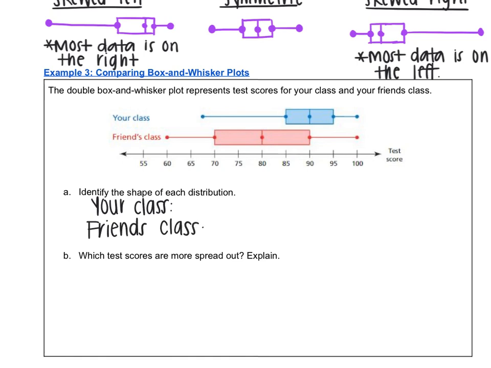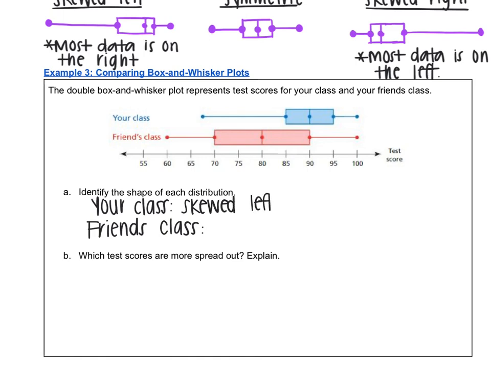So let's take a look at your class, the top one. Would you describe that as symmetric, skewed left, or skewed right? So when we're looking for symmetric and skewed left and skewed right, we're looking at the whiskers. Is one whisker significantly longer than the other? We also look at the box and we look, is the median in the middle? So one thing I noticed is that the median is in the middle of the box. So that leans more towards symmetric, but the left whisker is much longer than the right whisker. So because of that, I'm going to say that this is skewed left.